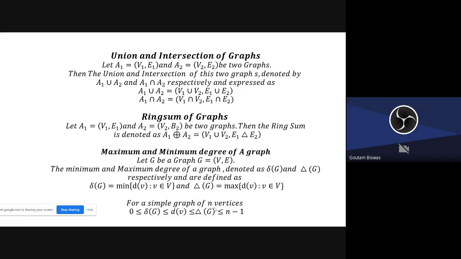For a simple graph, meaning it has no parallel edges and no loops, it may have this relationship. If it is a simple graph and connected, with all vertices connected with each other, then the maximum degree will be n-1. And if there is an isolated vertex, its minimum degree will be 0. It cannot be a negative number.